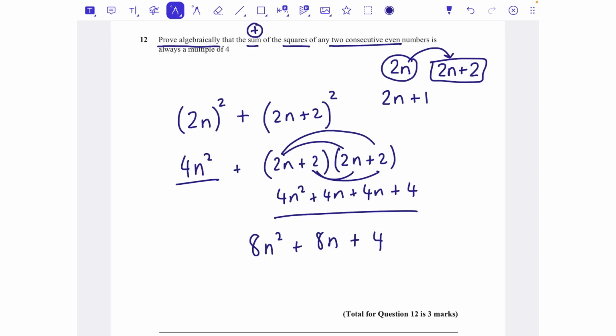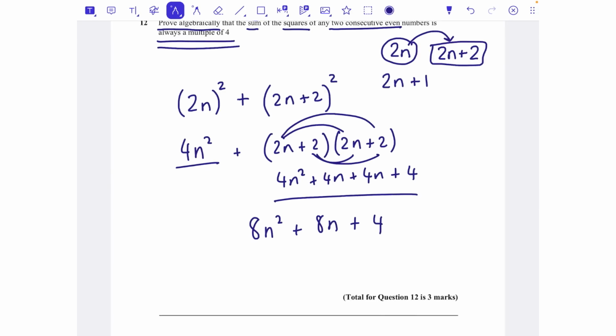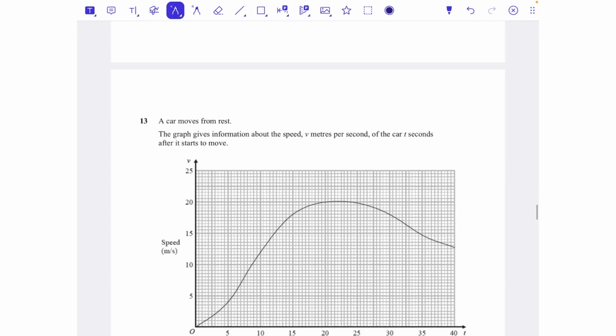Now we're trying to show that this is always a multiple of 4, always in the 4 times table. To do that, I'm going to take 4 outside of a bracket. So that's going to be 2n squared, add 2n, add 1. Therefore, always a multiple of 4, because I can take 4 out as a factor. Quite a tricky one, that. Well done if you followed along.